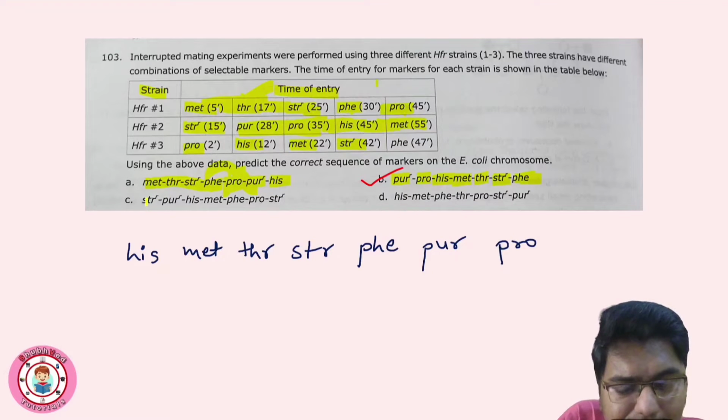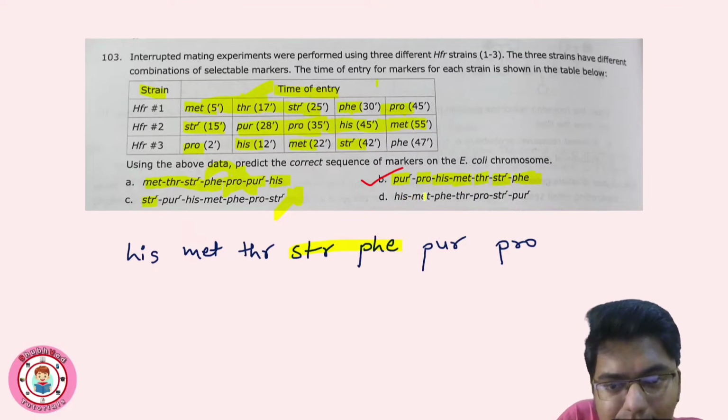Same here in the second. After streptomycin, it should be phenylalanine. So this is entirely wrong. See, streptomycin, phenylalanine. So here it is puromycin. Then here also histidine, methionine, phenylalanine. Wrong. Methionine, threonine is not there. So this is completely wrong.